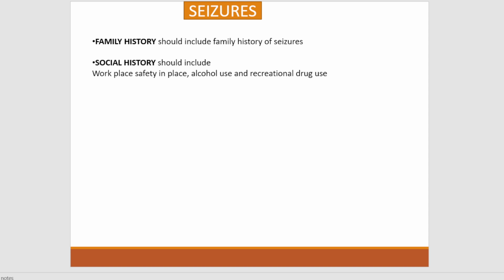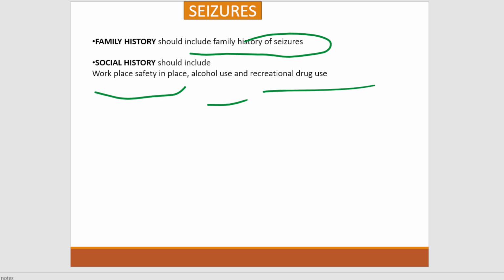Then family history should include asking if there is any family history of seizures. Social history should include workplace safety, which is important. If the patient is a manual worker involved in construction and is doing a job at the top of buildings, the patient should change his or her job because it is not safe. So work safety should be established. We should also ask about alcohol use and recreational drug use in the history.